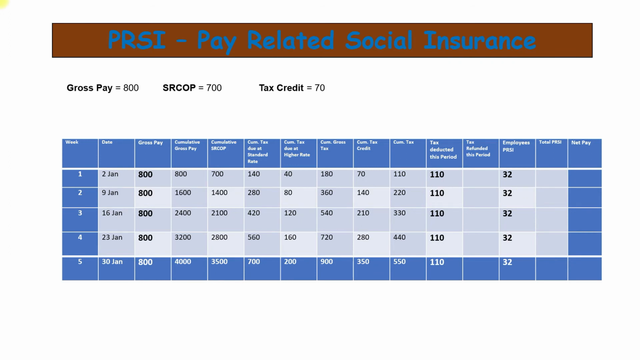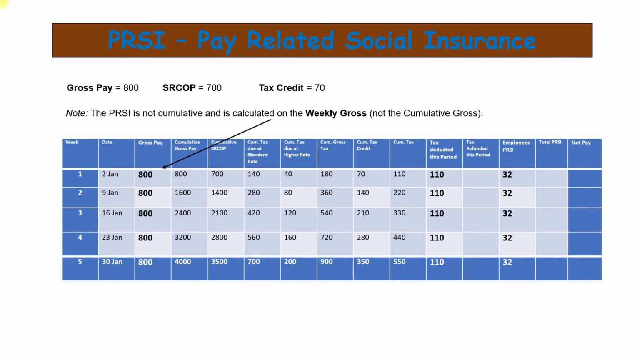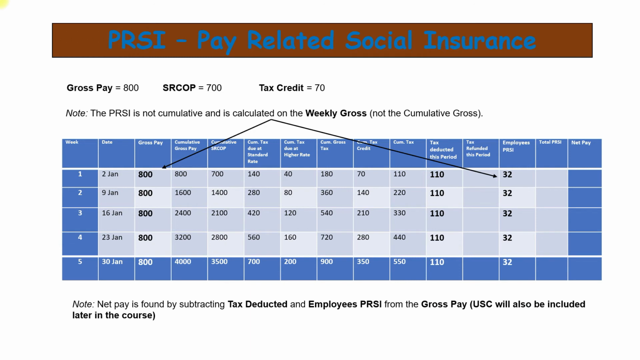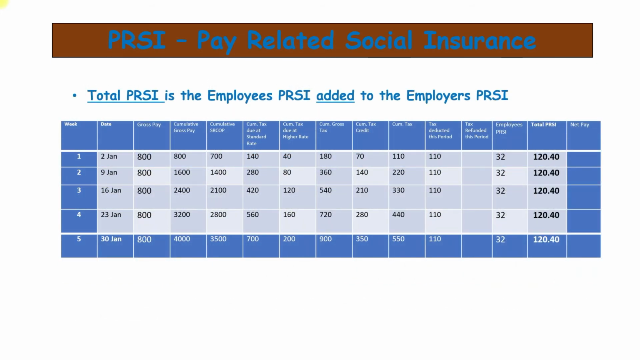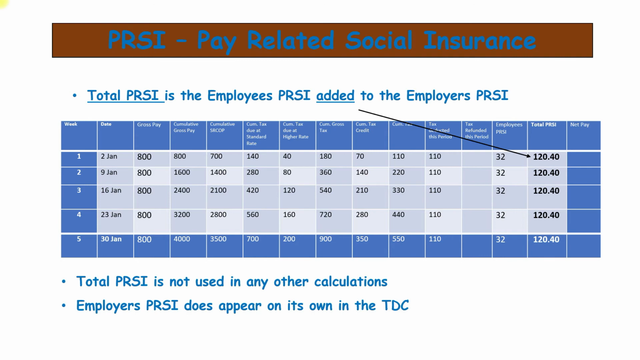We will now add in the PRSI to the tax deduction card. PRSI is not cumulative. It is calculated on the weekly gross and it is entered in the TDC outside of the cumulative area. If the gross remains the same each week, then so too should the PRSI. There is a column for the total PRSI, which is the employee and employer PRSI added together. There is no column showing the employer PRSI only.